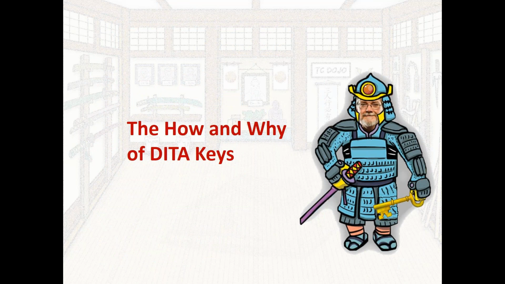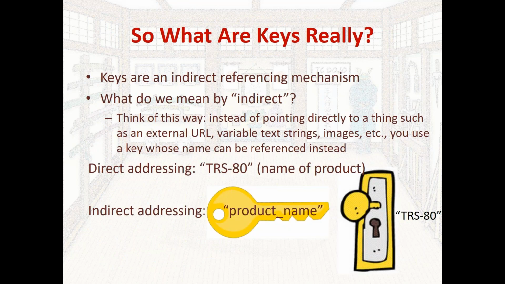So, the how and why of DITA keys. What are keys really? Keys are an indirect referencing mechanism. This is where people's eyes start to glaze over, and they think, what do you mean, indirect? Think of it this way: instead of pointing directly to a thing such as an external URL or variable text strings or images, you use a key whose name can then be referenced instead. A direct addressing example could be something like TRS-80, which is in this case the name of the product.